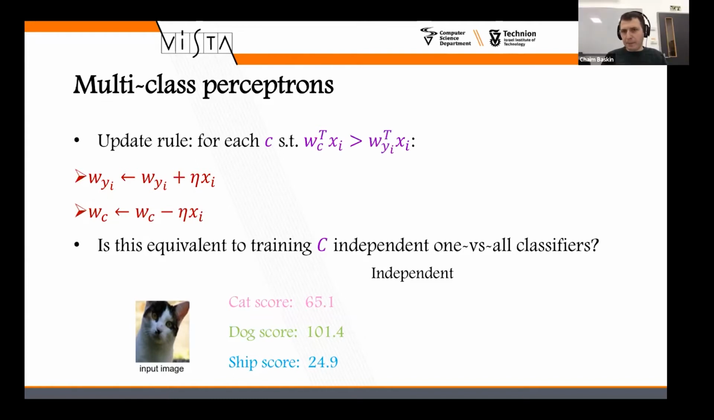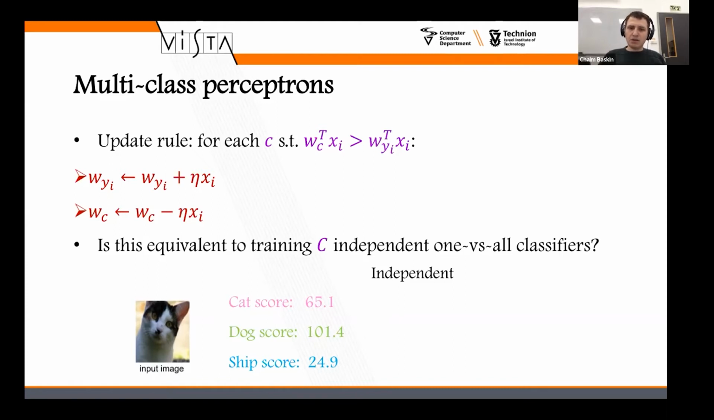Other options? Wouldn't the cat stay the same and the dog and sheep go down? I said, wouldn't the cat score stay the same, because single-class perceptrons don't update when they see the right answer, while dog and sheep see a wrong answer and go down? So you think the cat score will not change, and dog and sheep will go down?